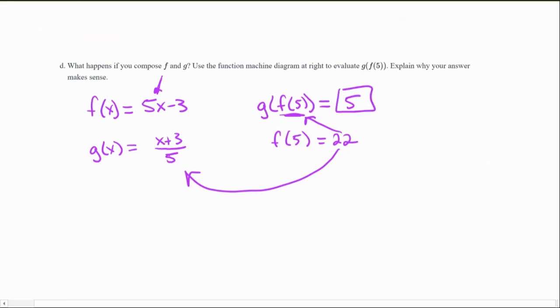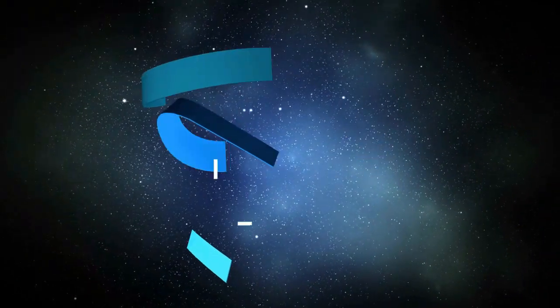Now, why does that make sense? Well, it makes sense because our g of x was undoing the original function. So we plug something in, a bunch of stuff happens to it, and it becomes 22. But then we undo all that stuff, and hey, we're back to where we started. So it makes sense that when we plug it in originally, it pops back out what we started with.